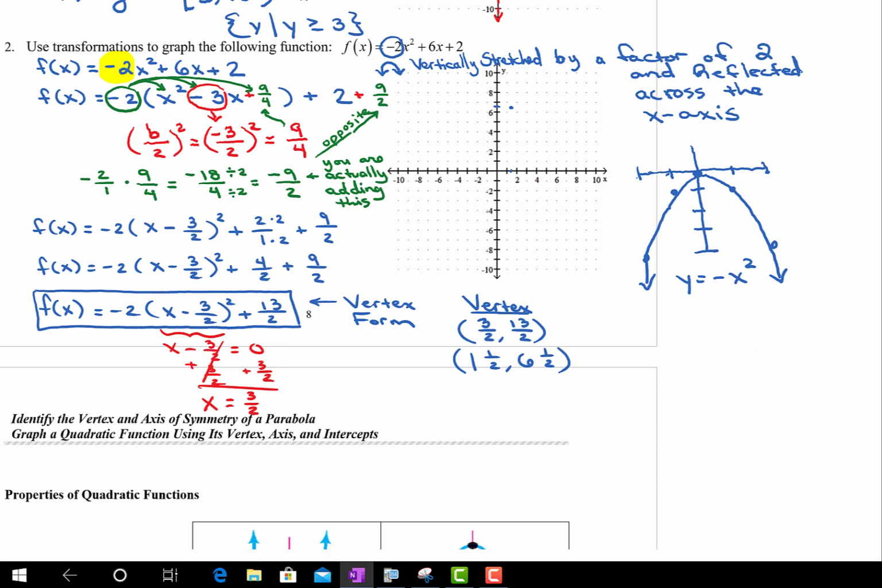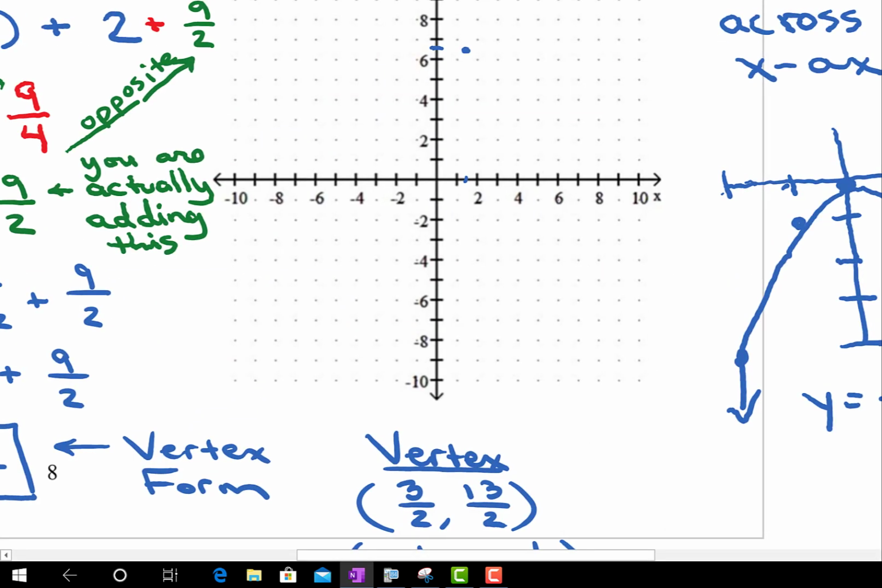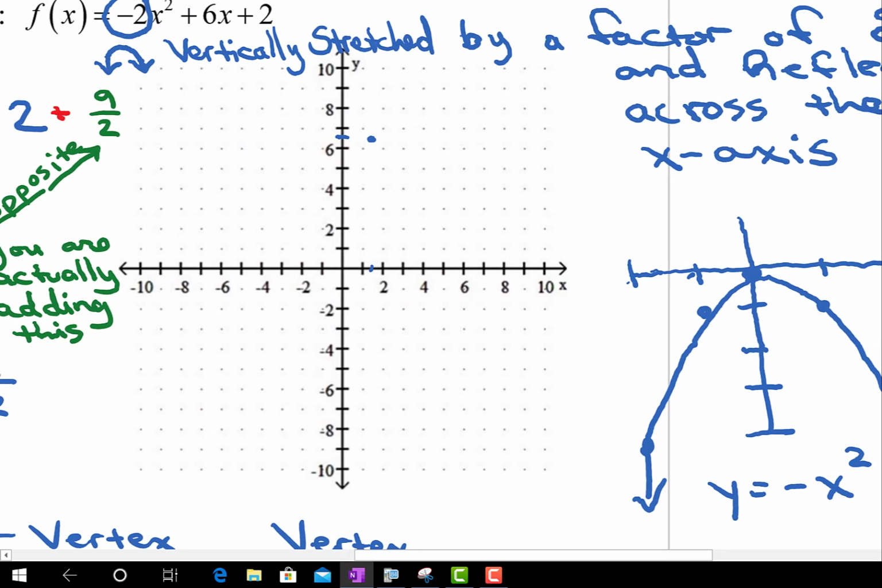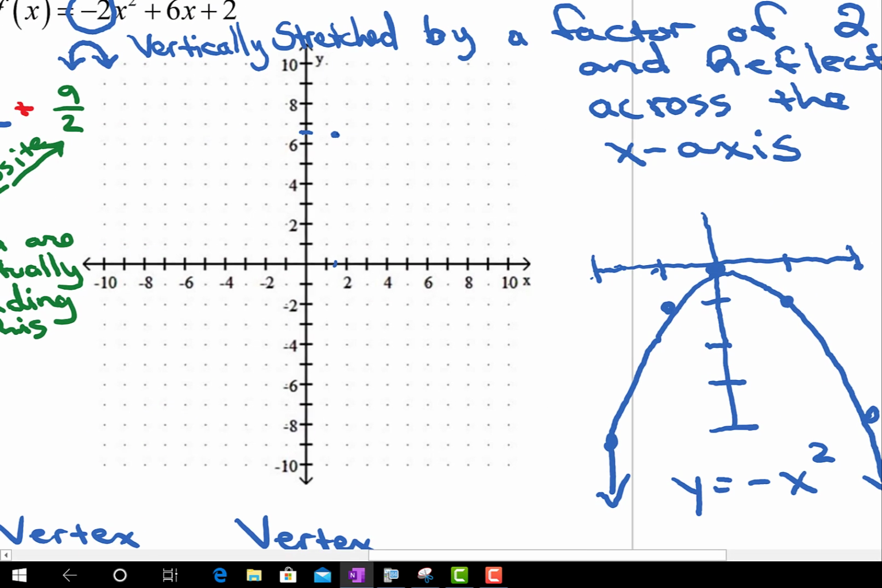So normally we went over 1, down 1, but this time I'm going to go over 1, down 2. Over 1, down 2. Over 1, down 2. And I normally go over 2, down 4. But 4 times 2 is 8. So this time we're going to go over 2, down 8.